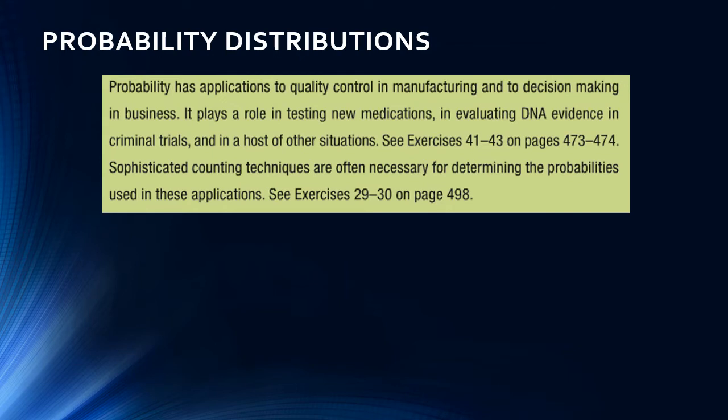Probability has applications to quality control in manufacturing and to decision making in business. It plays a role in testing new medications, in evaluating DNA evidence in criminal trials, and in a host of other situations. Sophisticated counting techniques are often necessary for determining probabilities used in these applications.